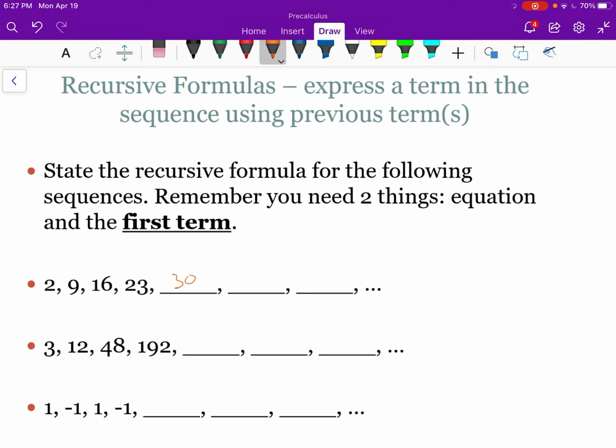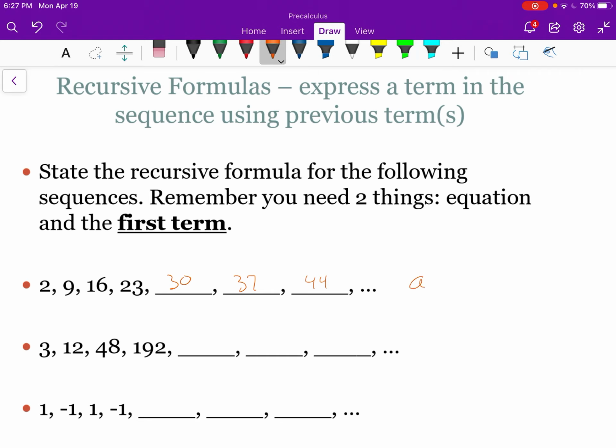This one we kept adding 7, if you remember. So we had 30, 37, 44. Well, what's happening to get the nth term is we're taking the one right before it, which we write a sub n minus 1 in the subscript. And again, be careful when you write this. Make sure your -1 is in the subscript. And what are we doing to the term before it? We are adding 7. So there is our formula.